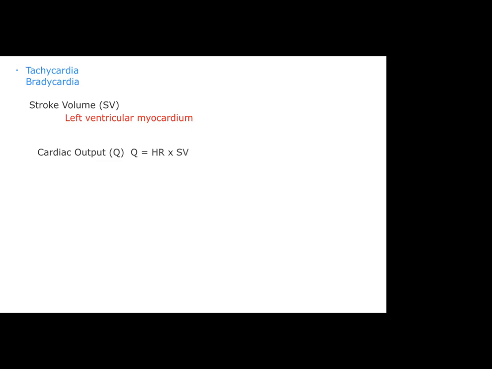Okay, I have more terminology. Stop me if you have a question. End diastolic volume is the amount of blood in the left ventricle after diastole. End diastolic means after diastole, and volume refers to the amount of blood in the left ventricle. So end diastolic volume is the amount of blood in the left ventricle at the end of diastole.